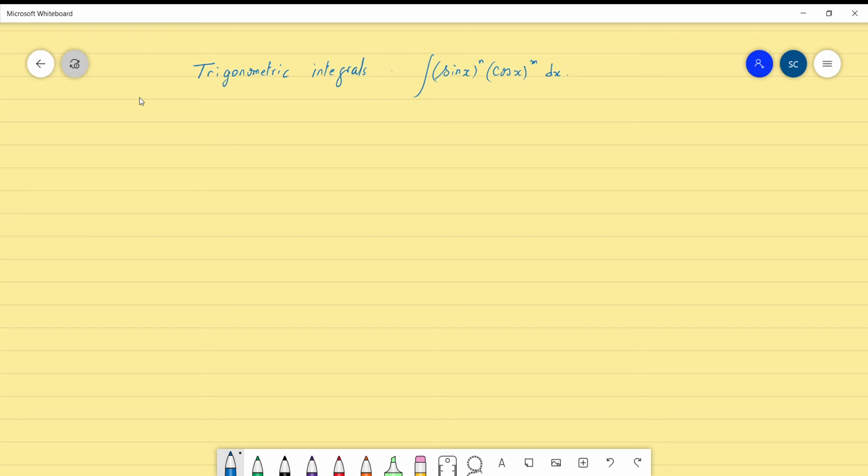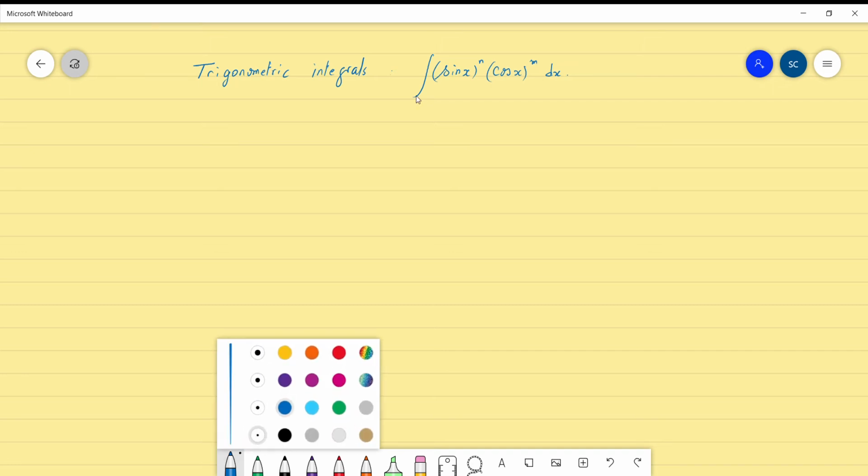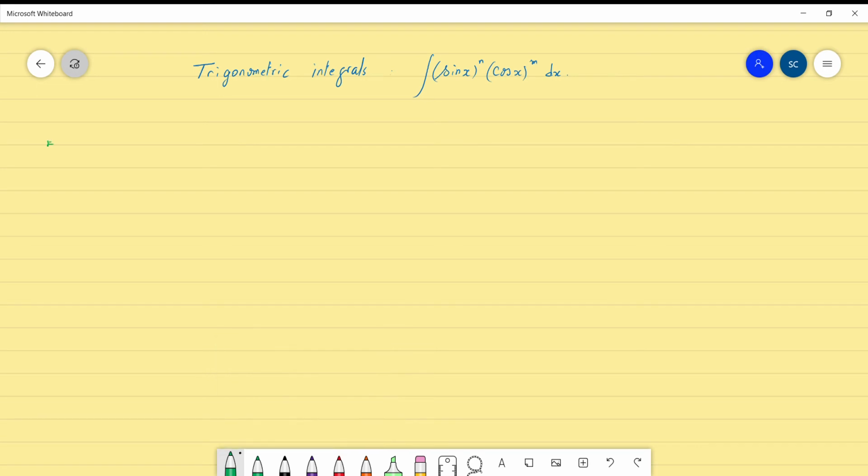So let's learn how to compute an antiderivative for the family of trigonometric integrals of this kind, products of sine and cosine with powers. Let's discover how we will do it through some examples. So the first example, example 1: I want to find an antiderivative of cosine x power 3 dx.